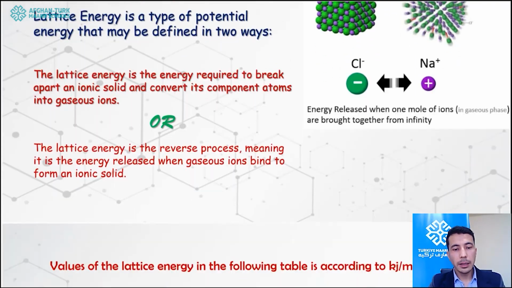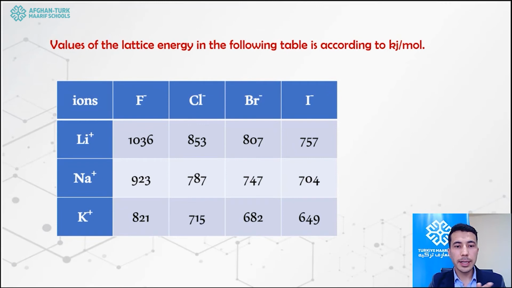Here are some values of lattice energies in the following table. It's in kilojoule per mole. You know what a kilojoule is. Kilojoule is a unit of energy and mole is the unit of matter. Here are some ions: lithium, sodium, potassium, fluorine, chlorine, fluoride, chloride, bromide, and iodide.